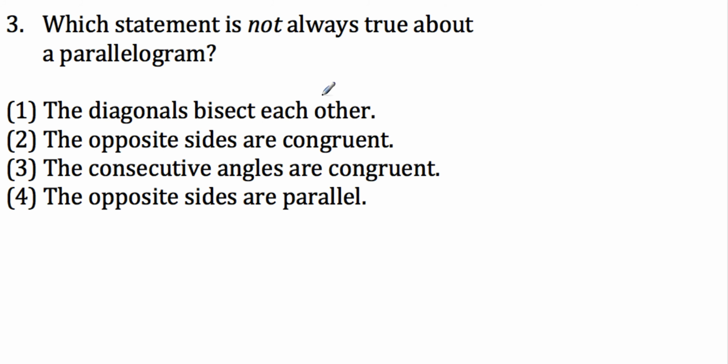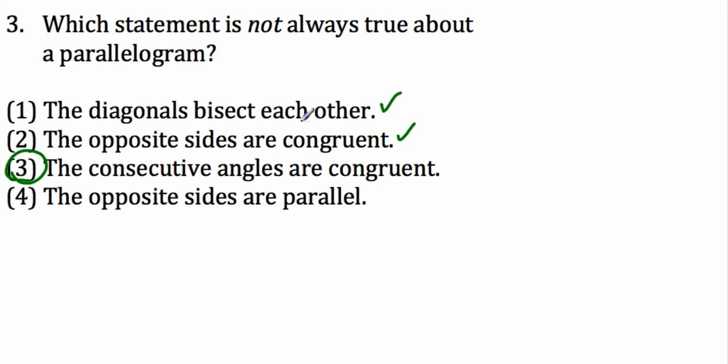Number 3, which statement is not always true about the parallelogram? The diagonals bisect each other, that's always true. The opposite sides are congruent, always true. The consecutive angles are congruent. Actually, consecutive angles are supplementary. Therefore, number 3 is not necessarily true.